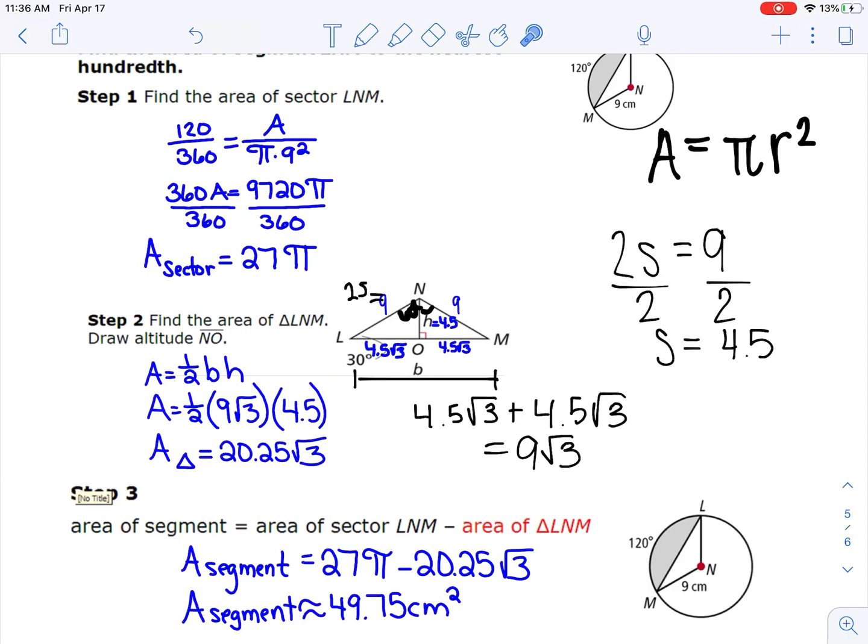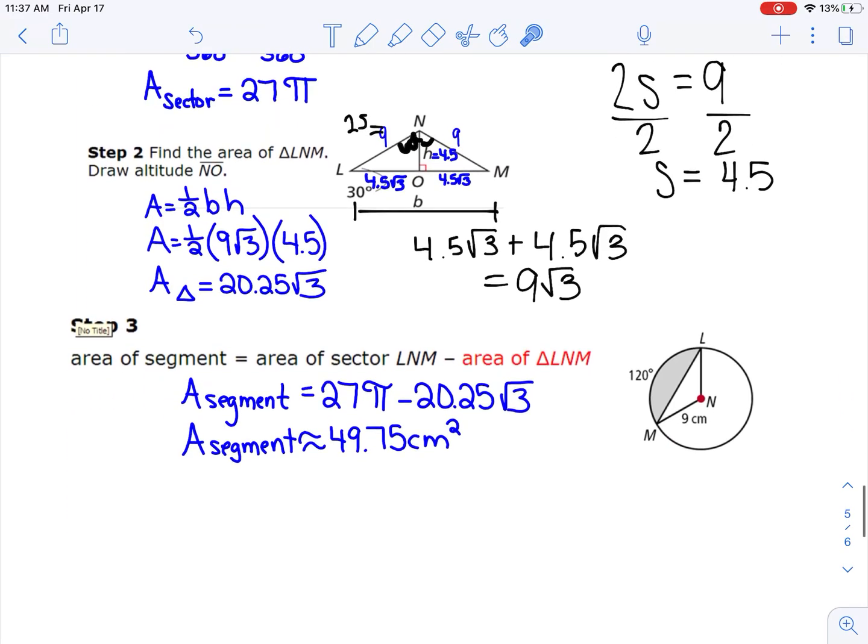Okay, step 3, we find our area of our segment by taking the answer that we got in step 1, the area of our sector, and subtracting the answer we got in step 2, which was the area of the triangle LNM. So we have 27 pi minus 20.25 square root of 3, and you can go ahead and type all of that into your calculator and round to the nearest hundredth, because that's what our directions said to do. So go ahead and do that, and you should get 49.75 centimeters squared.